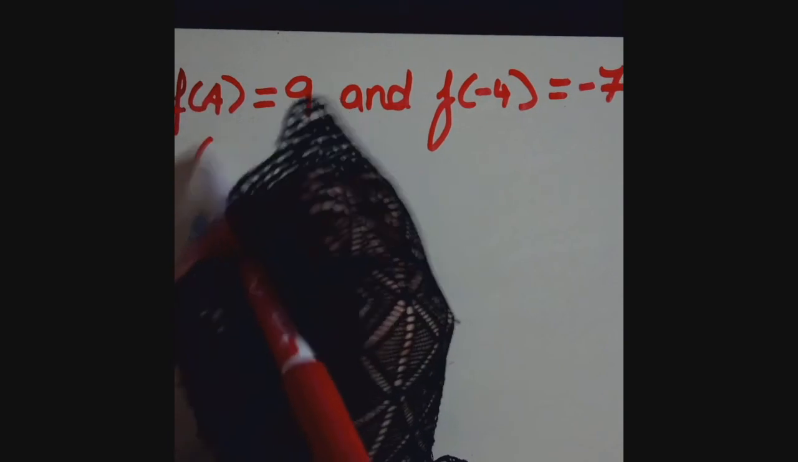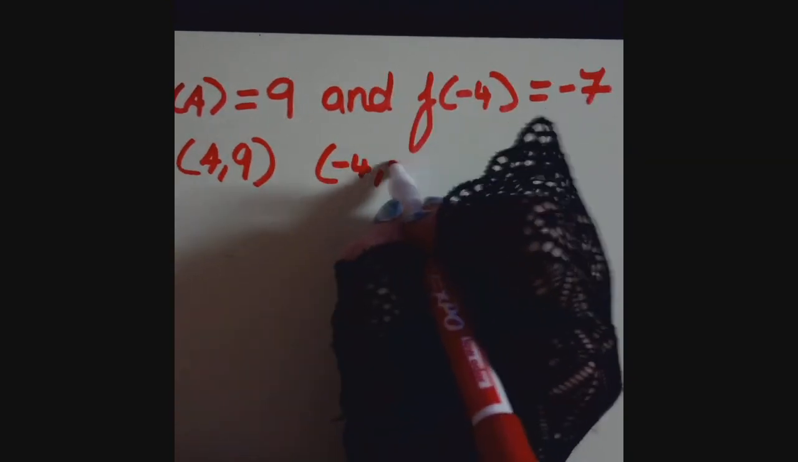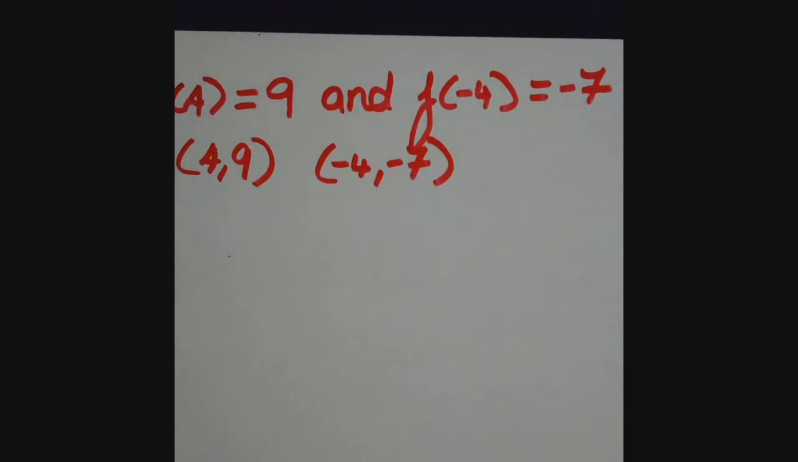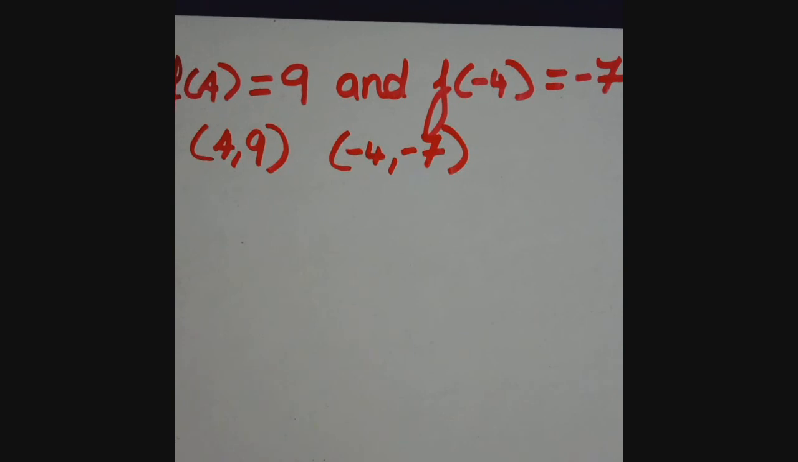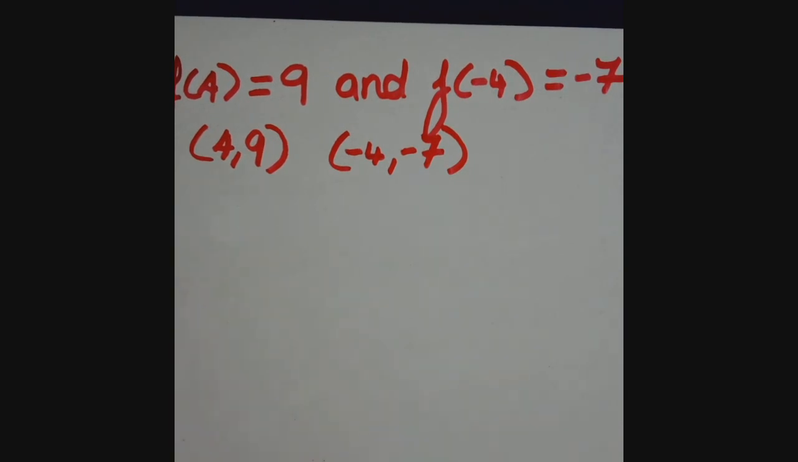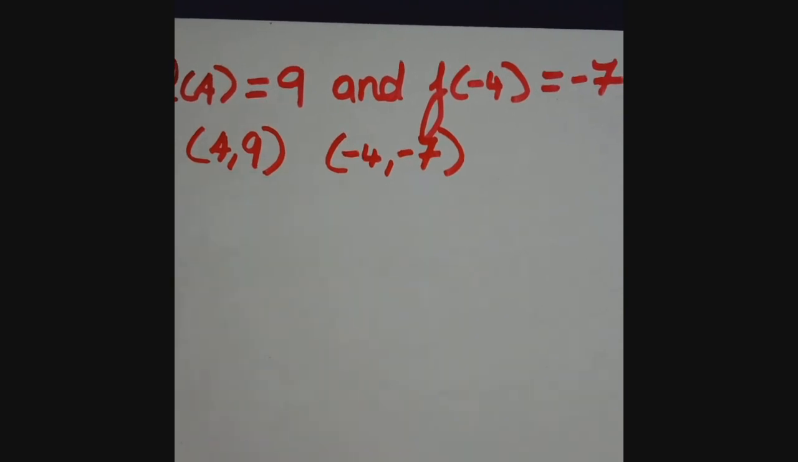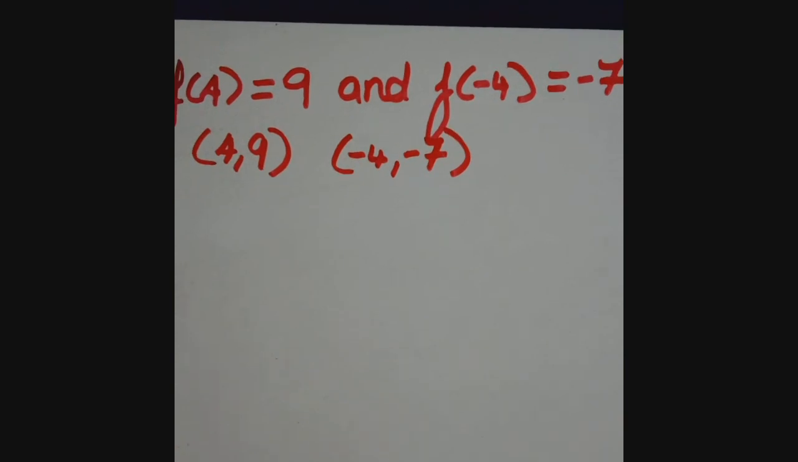You should know from last time that this is the same as the ordered pair 4, 9, where the x is 4 and the y is 9, and this ordered pair, where the x is negative 4 and the y is negative 7. So do that first. Then you're going to do the same thing you did. You do not have the y-intercept, and the way you know you have the y-intercept is if x is 0. But x is not 0 in either one of these, so you do not have the y-intercept. So we've got to do the slope.